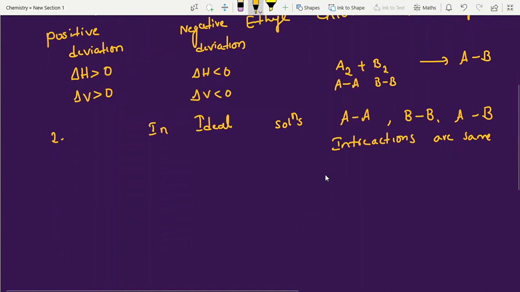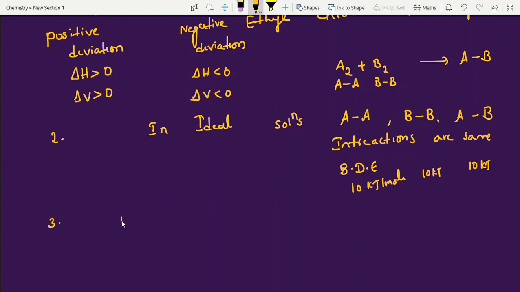Suppose you consider the bond dissociation energy of AA; to break that bond we need 10 kilojoule per mole of energy. The same way here also, 10 kilojoule. And after formation, the energy released is also 10 kilojoule. What I am trying to say is that the interactions are the same, so the enthalpy is the same.